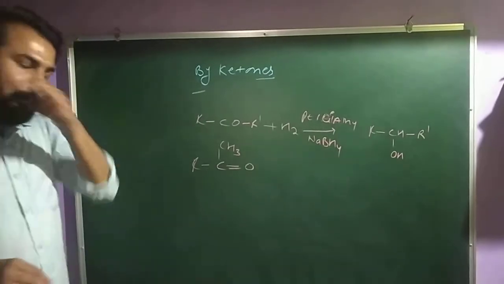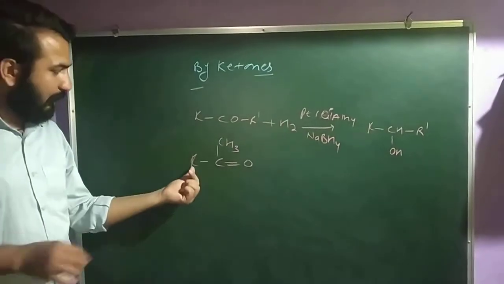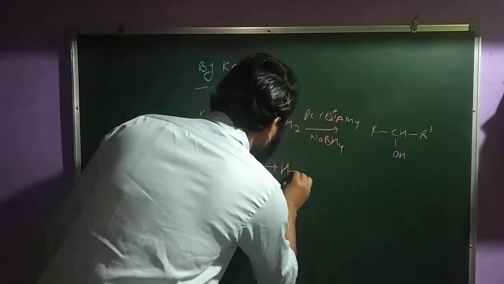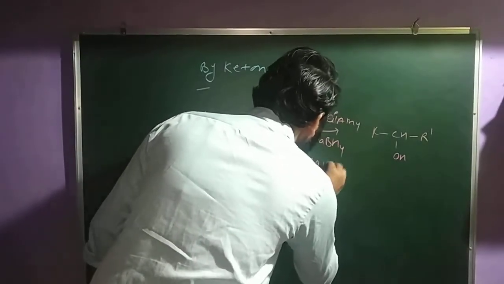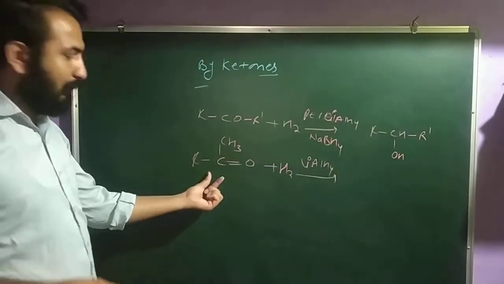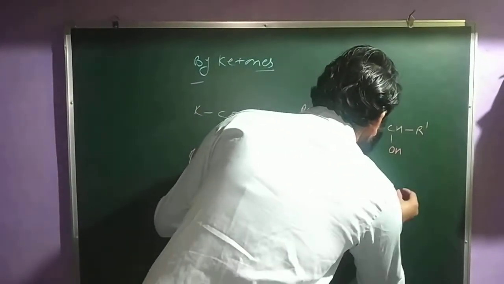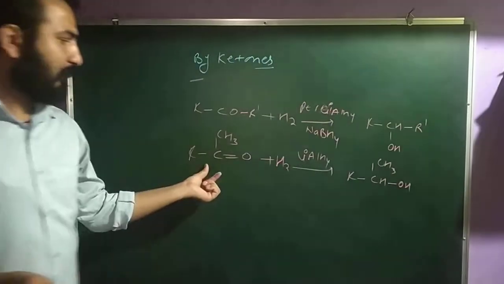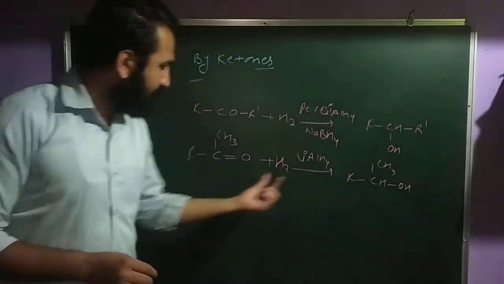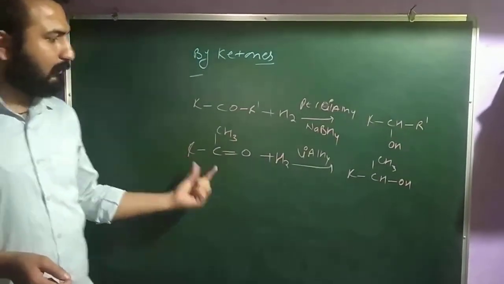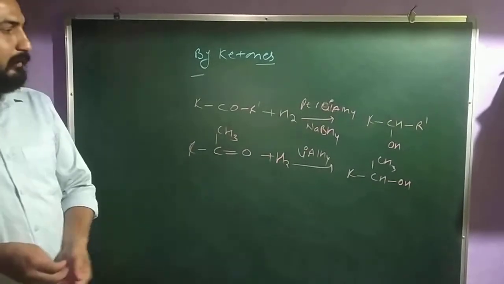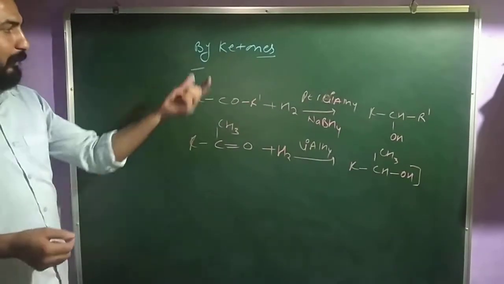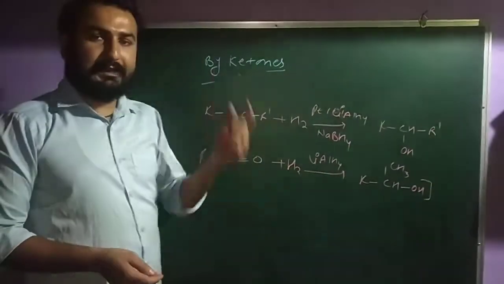The carbonyl compound R-CO-R' plus H2 with lithium aluminum hydride gives R-CH(OH)-R', the alcohol from the ketone. Clear? This is your alcohol, a very easy method for the reduction of aldehyde and ketone.